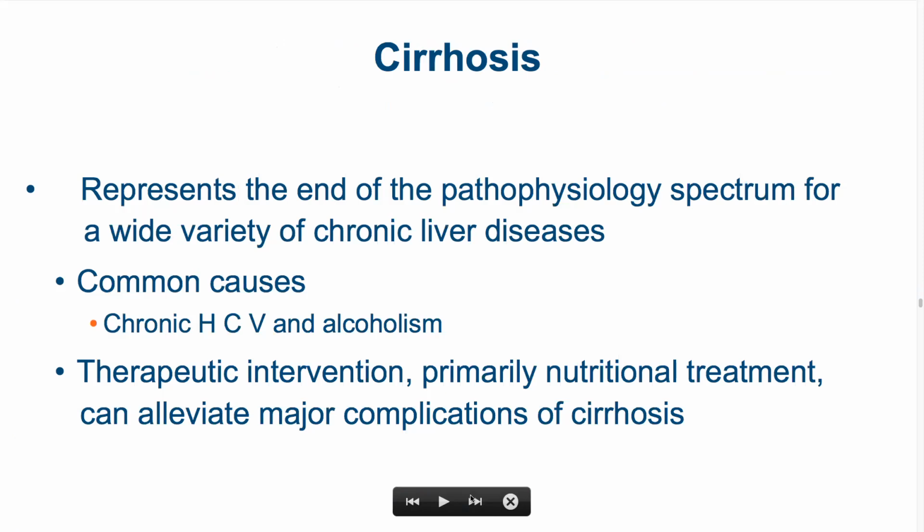Cirrhosis represents the end of the pathophysiological spectrum for a wide variety of chronic liver diseases in which damaged hepatocytes are replaced by fibrotic scar tissue, blocking the flow of blood through the organ, resulting in the loss of liver function. Even when irreversible liver complications are present, therapeutic interventions, primarily nutrition treatment, can alleviate major complications of cirrhosis, such as encephalopathy and manifestations of portal hypertension, such as ascites.